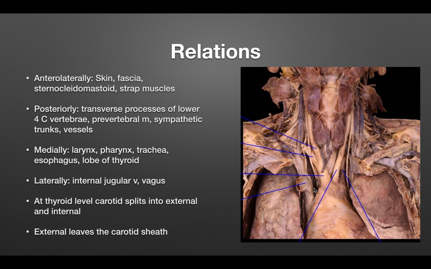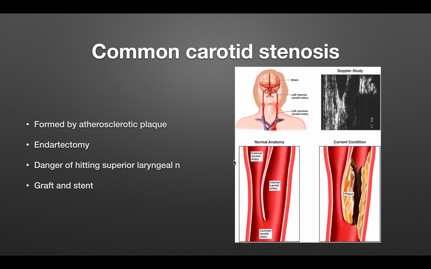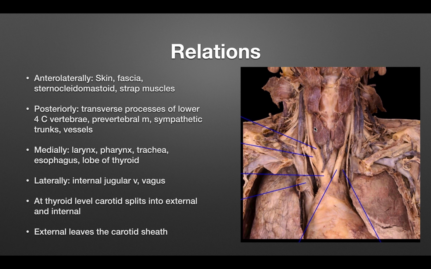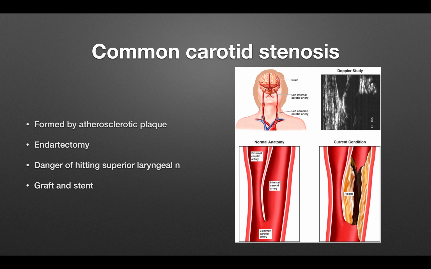At the thyroid level, the carotid will split into here's the external, there's the internal, goes deeper into the neck. Here's the arch. So common carotid stenosis is problematic because, as you can see here, it's going to block both the external and internal carotid arteries.